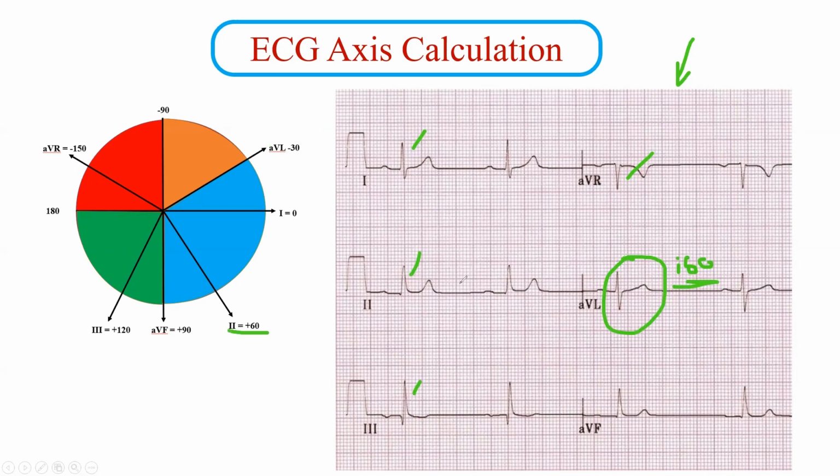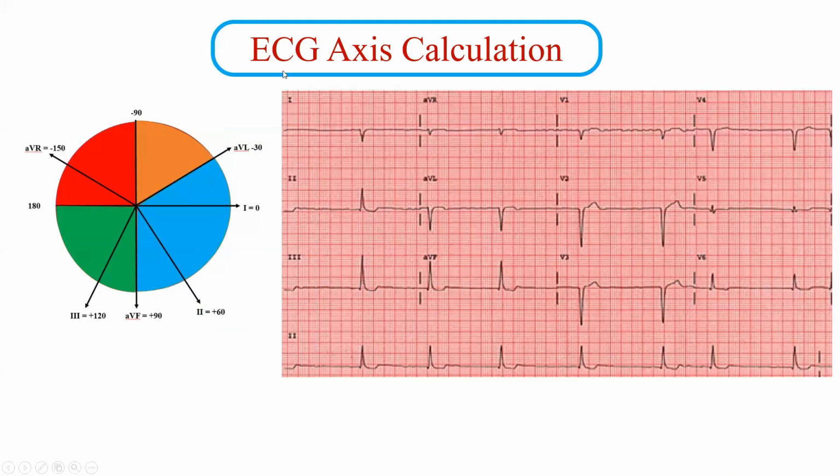Lead 2 here is positive, meaning that the axis is going with lead 2. So the axis here is positive 60, which is normal axis, right? The positive 60 will be here, which is in the blue pie. This is the normal thing. Okay, perfect. Let's take another EKG.